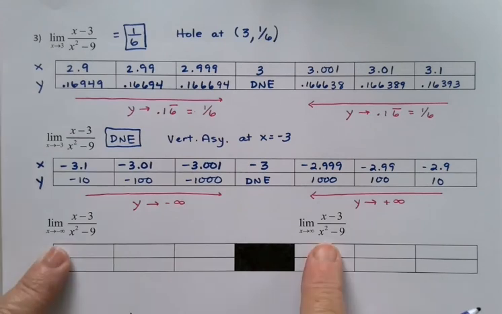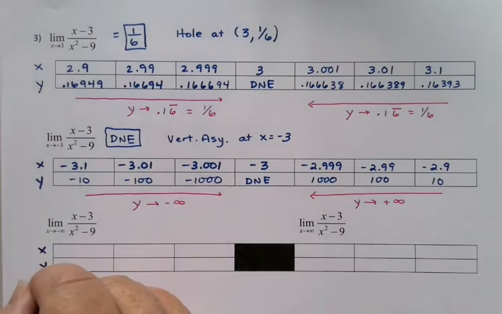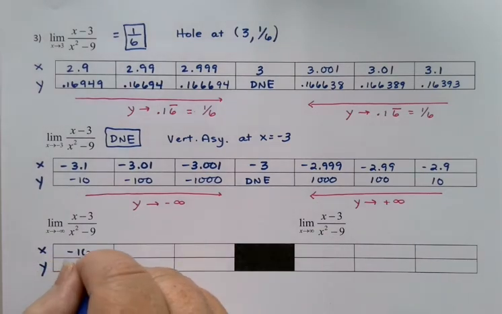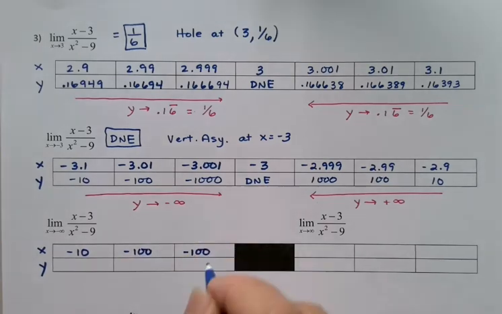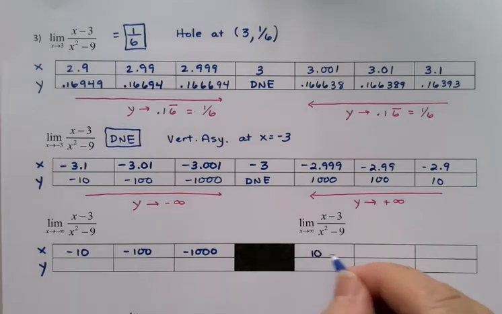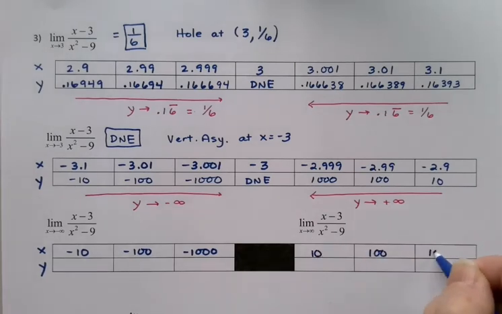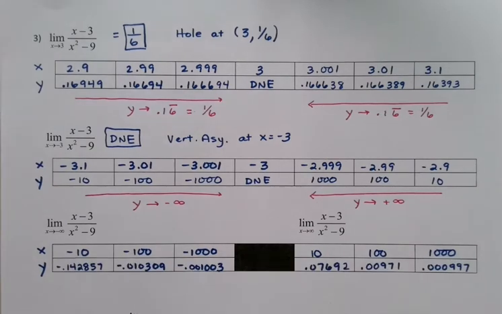All right, the last two have to do with what happens as x approaches negative infinity and when x approaches positive infinity. So x goes to negative infinity. I'll pick negative 10, negative 100, and negative 1,000. And when x goes to positive infinity, 10, 100, and 1,000. And once again, I'm just going to go ahead and fill those values in for us. And there those are.